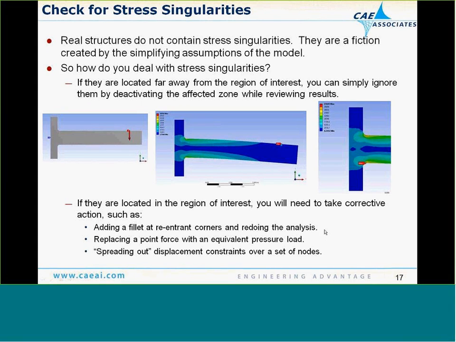The problem occurs if I have a singularity in the region of interest. I obviously need to take some corrective action. I need to change my model. I need to add a fillet, or take my point load and distribute it out as a pressure over an area. So depending on what you're interested in, how you deal with singularities is going to depend on where that singularity occurs, whether it occurs near the region of interest or not.